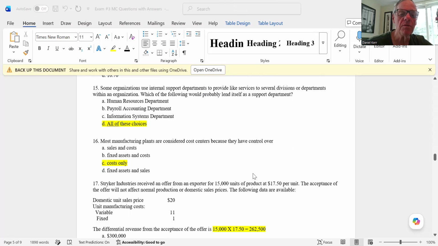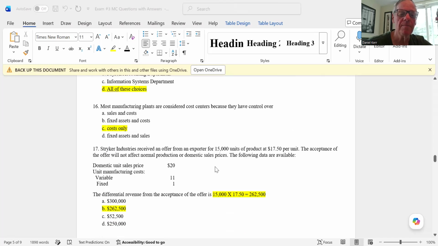Number 16. Most manufacturing plants are considered cost centers because they have control over costs only. Remember, you have cost centers, you have profit centers, you have investment centers. If you only have responsibility over costs, like in a manufacturing plant, that would be considered a cost center. The answer there is C.